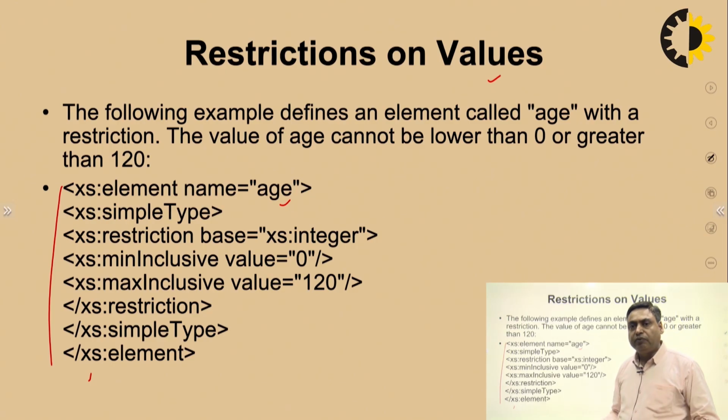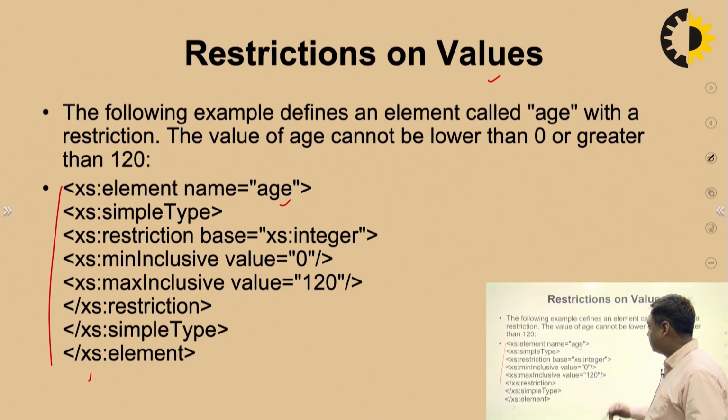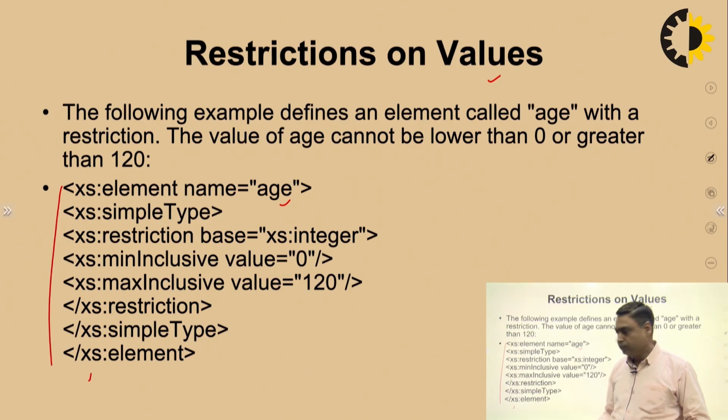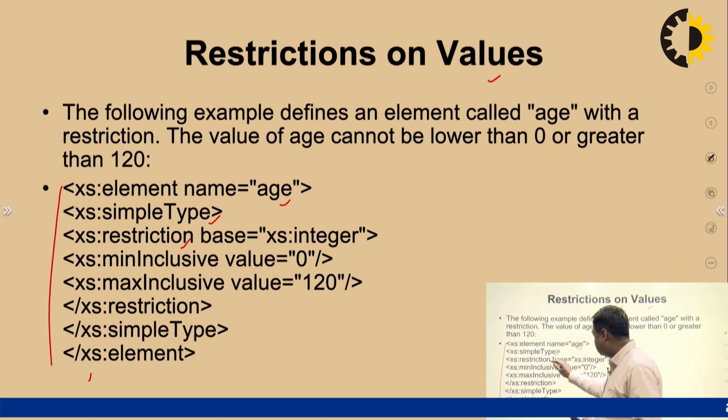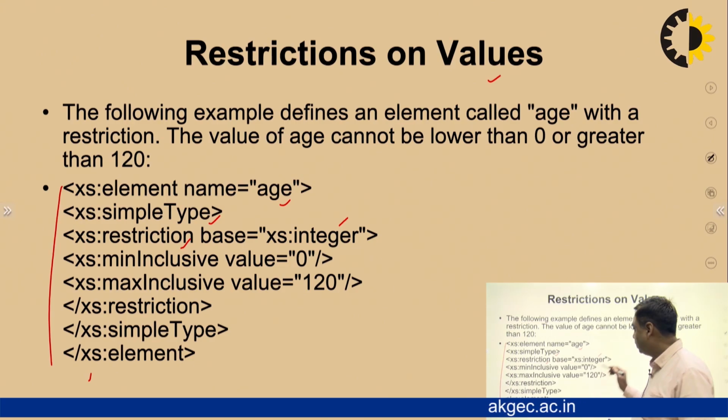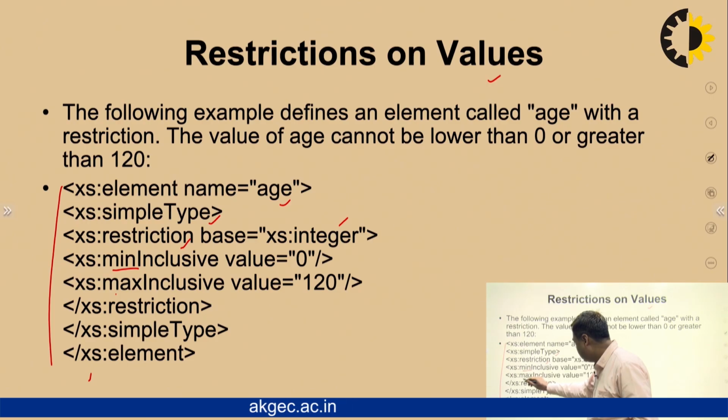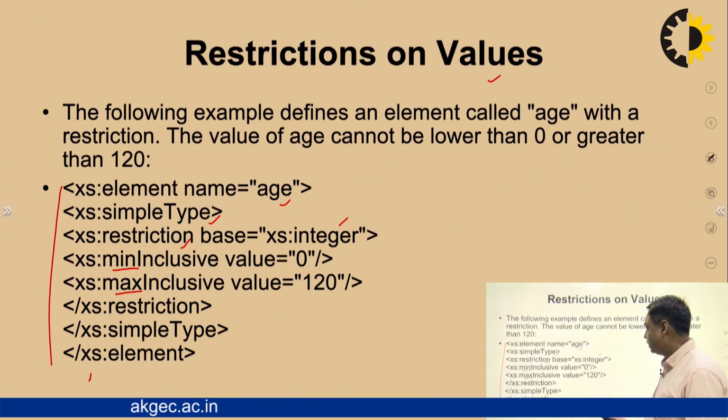Any value other than this range will be called an invalid value. If you are transferring data with the help of XML, the value should be within this range. Again, the value is of type integer, so we also define the type of the value in this XML schema. This age is a simple type element, and we are putting the restriction. The base of the restriction is integer, meaning the content of this age element should be of type integer. Then, there are two ways to give the restriction for the range.